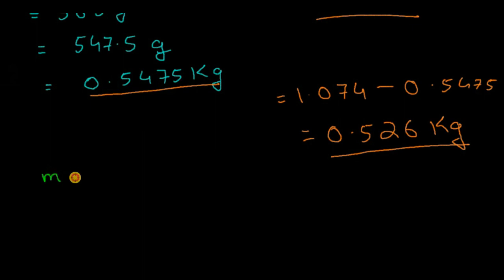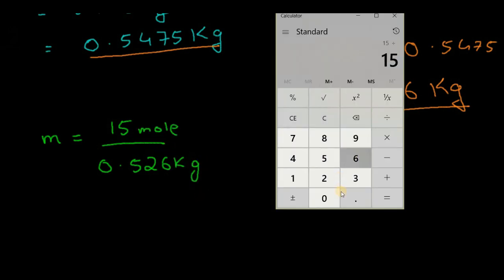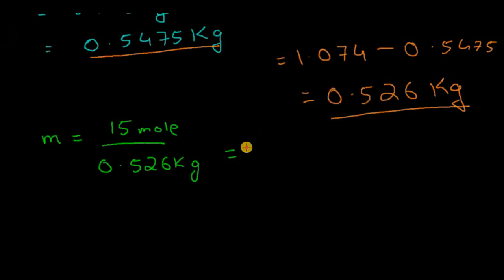So now the molality is equal to the number of moles of solute. We have it as 15 moles. Mass of the solvent is 0.526 kilogram. 15 divided by 0.526, which is equal to 28.517. It's equal to 28.52 molal. So 1 kilogram of the solvent will have 28.52 moles of hydrochloric acid.